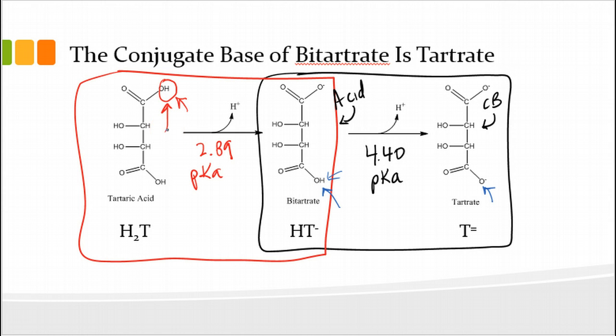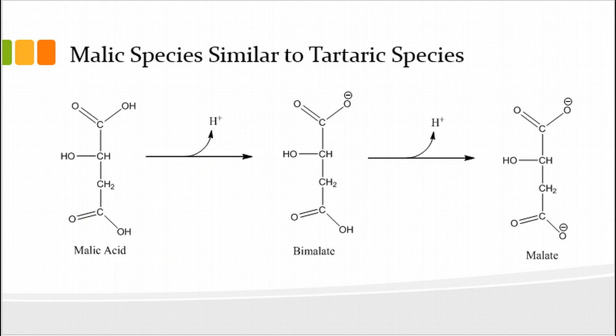So oftentimes when you see acids, in this case we know that tartaric acid has two acidic protons. When you see acids listed, they will show two pKa's, one for the first proton, one for the second proton. First proton 2.89, second proton comes off not as readily, 4.40. Okay, so that's tartaric. Let's go to malic.